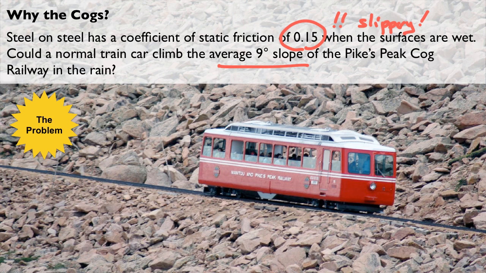Here's my pre-assessment. It's a cog railway. They put cogs in for a reason, so I'm going to guess that the answer is no. And if my answer comes out to be no, I will say awesome, because that's what I expected. That's our problem. How do we solve it?